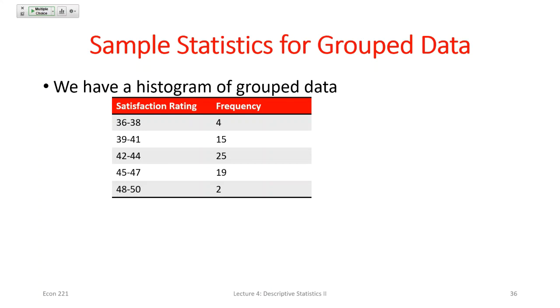So if we're ever given grouped data like this, we'll just use the midpoint of those ranges. What's exactly in the middle? For 36 to 38, we use the value of 37. For 39 to 41, we use the value of 40. For 42 to 44, we use 43, and so on. So we'll take the midpoint of our bins, and then we'll use these frequencies as our weights. The value of 43 reflects 25 individuals, while the value of 37 only reflects 4, so it should carry a much smaller weight.